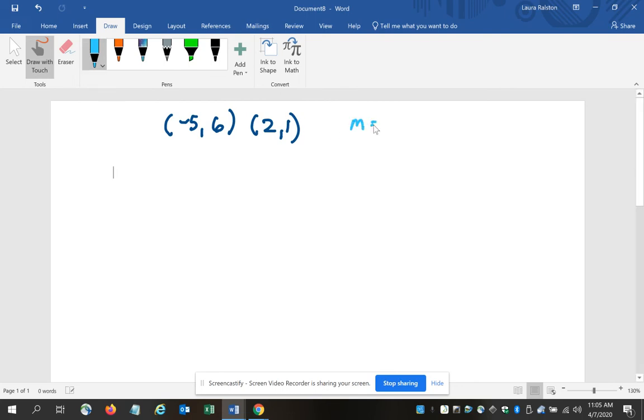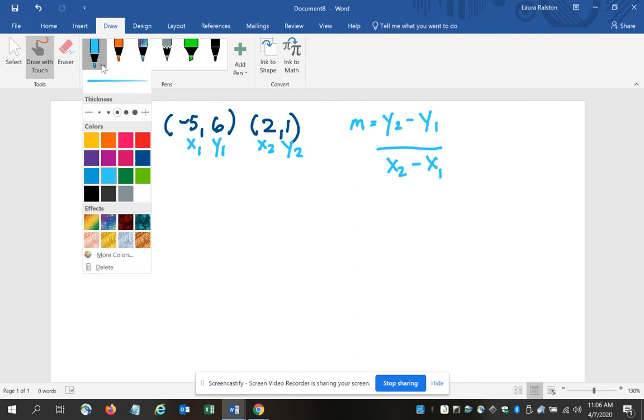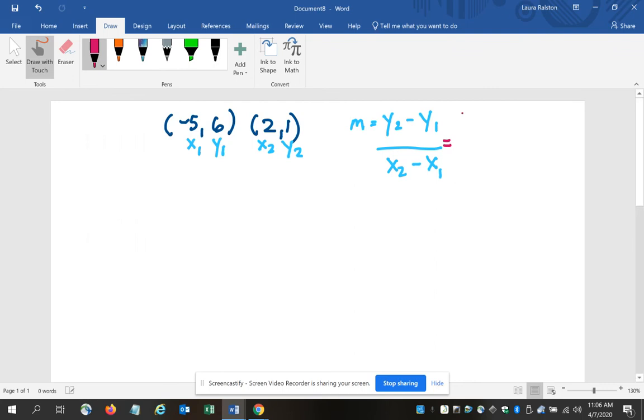So the first thing that I have to do here, because I wasn't given the slope outright, is calculate the slope using the points that I was given. So we have the point x1, y1, and x2, y2. So I'm going to plug and chug. I'm going to substitute into my slope formula. So I would have 1 minus 6 over 2 minus negative 5, which makes plus 5. So I have negative 5 over 7. So my slope is negative 5/7.